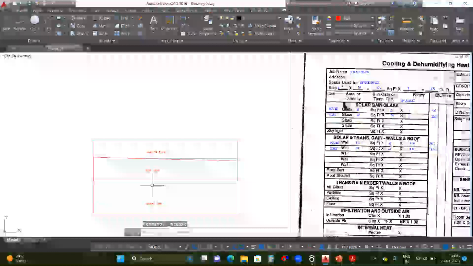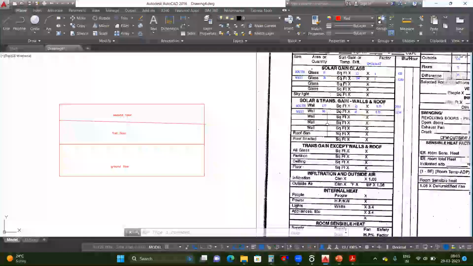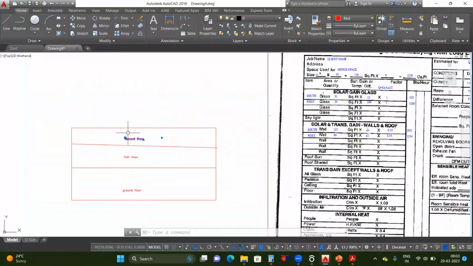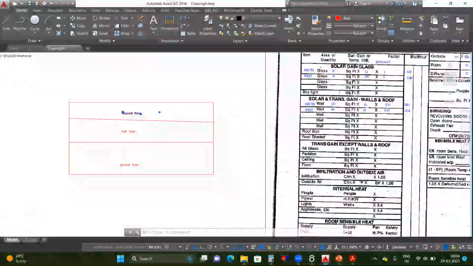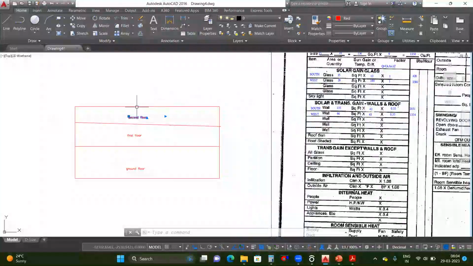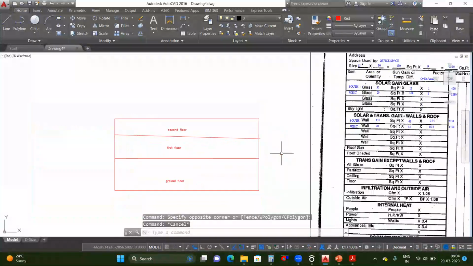Okay, so we have these floors: ground floor, first floor, and second floor. For example, when we are designing the building for the second floor, on top of the second floor we don't have any other floors left. So when we are designing for the second floor, the sunlight will hit directly on this part of the roof. So here we need to take the roof sun values. Other than that, we no need to take the values. Okay, so understand this, it is very important. In that situation, we will take the roof value.